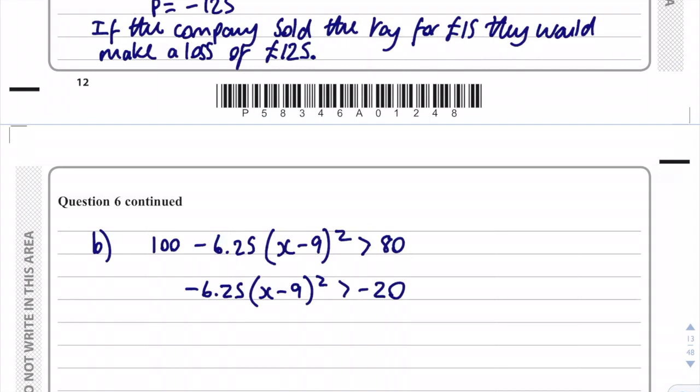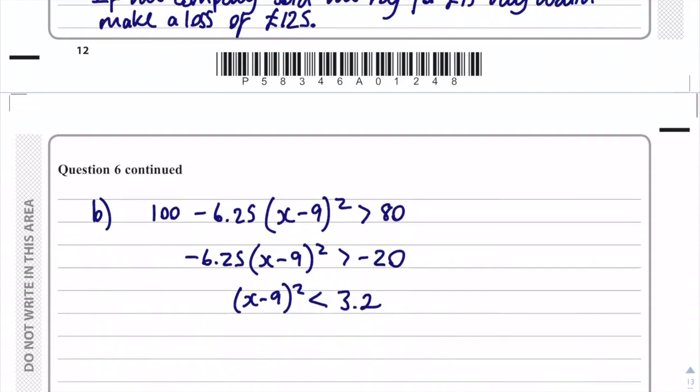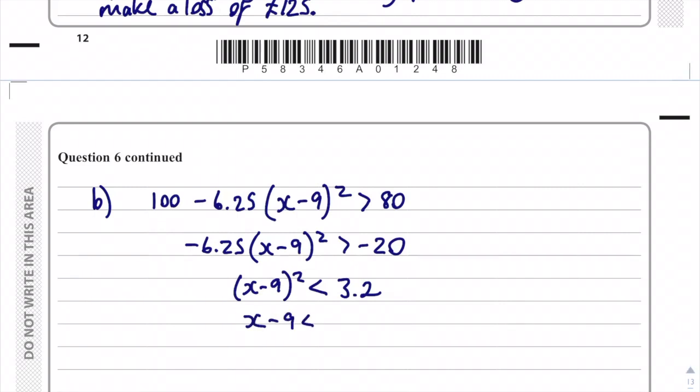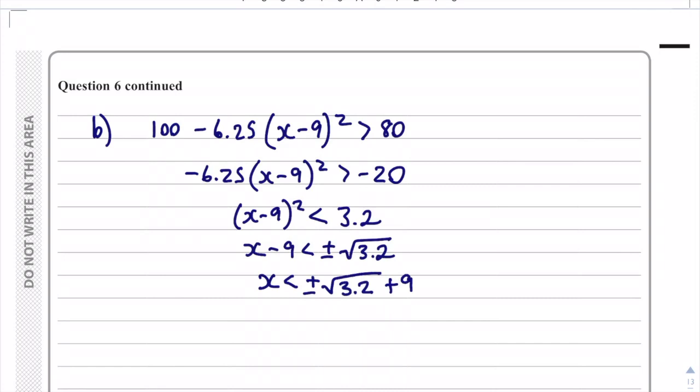Now I'm going to need to divide both sides of my inequality by minus 6.25. So what's going to happen is when we divide inequalities by a negative number, we change the sign of the inequality. So we're going to have x minus 9 all squared is less than minus 20 over minus 6.25, which is 3.2. So now I can square root both sides, so I get x minus 9 is less than plus or minus the square root of 3.2. And I can add 9 to both sides. So what this means is we're going to have an inequality of 9 minus root 3.2 is less than x, which is less than 9 plus the square root of 3.2.